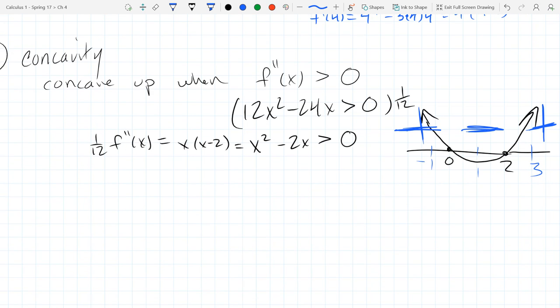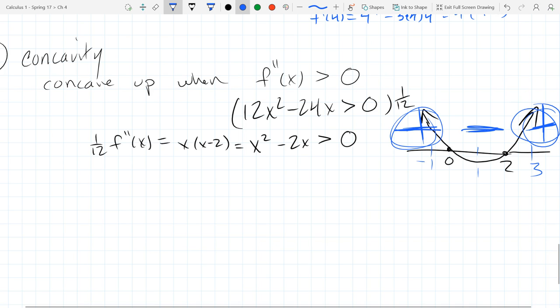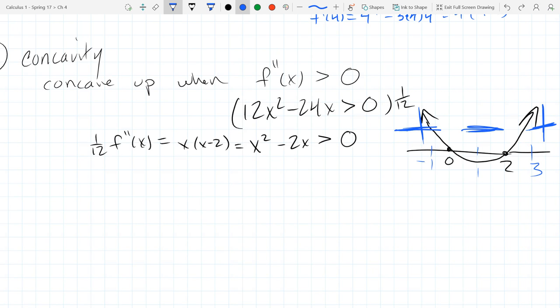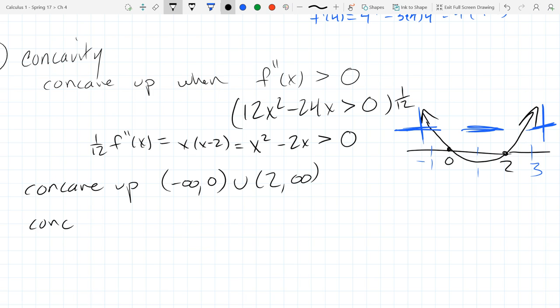So I have increasing in this negative infinity to 0, so right here, and increasing from 2 to infinity. Oh, I said the wrong word, not increasing, concave up. We're looking at our second derivative. So we're concave up, negative infinity to 0, union 2 to infinity, concave down from 0 to 2. And concave up is smiley face, concave down, frowny face. So that's concave up, concave down.